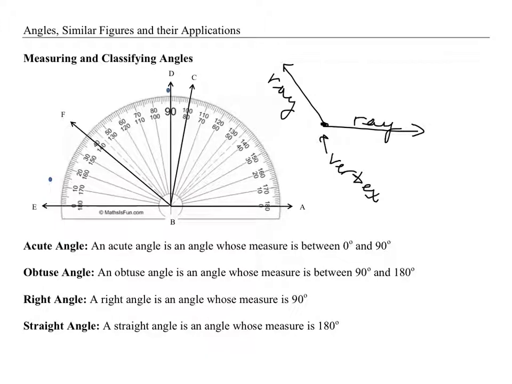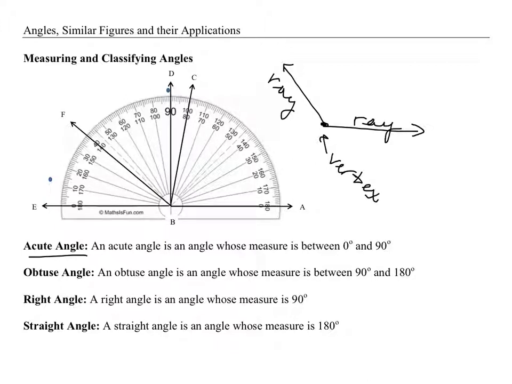So angles are all over everything in mathematics, but also in real life. There's an application to dental hygiene because they have to know the angle at which the jaw can open. So that's just one application. There are 4 types of angles that we are going to talk about. The first one is an acute angle. An acute angle is an angle whose measure is between 0 degrees and 90 degrees.